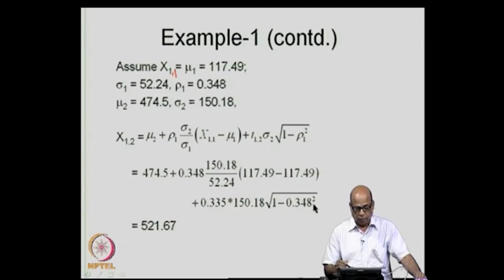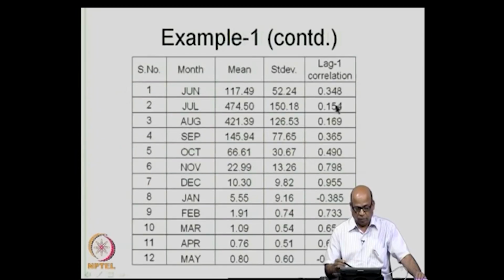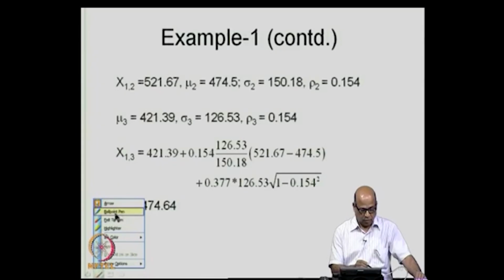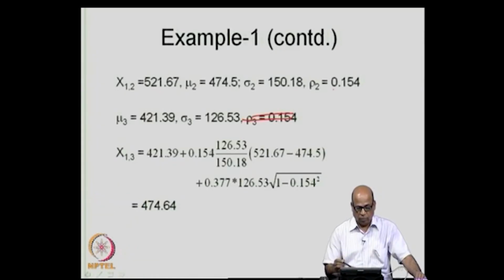This was 0.348 that we used from here. So, the next value that we will be using is 0.154. So, 0.154 is what we use. This is not row 3, but row 2 here. So, row 2 is what we will be using, because it is a correlation between month 2 and month 3. So, x 13 is what we are generating. So, we generate it to be equal to 474.64.